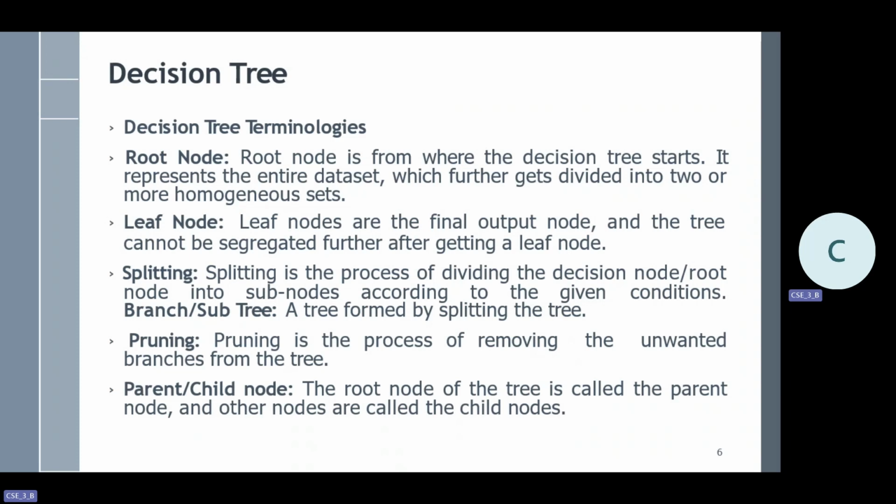Splitting is the process of dividing the decision node, that is the root node, into subnodes according to the given conditions, where the branch or subtree is a tree formed by splitting the tree. Pruning is the process of removing the unwanted branches from the tree. This is done only when the decision tree has been constructed and we find that it has some unwanted branches; only then do we subject the decision tree to pruning. Next, the parent and child node. The root node of the tree is called the parent node and the other nodes are called child nodes.